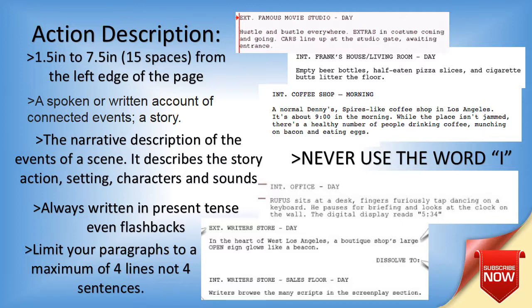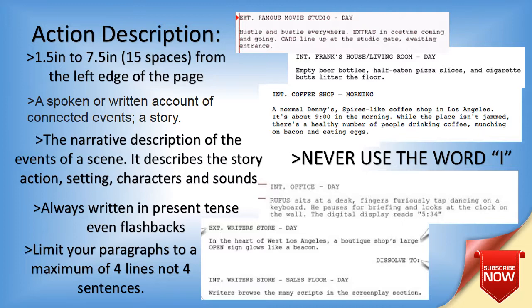Here are some examples of just the narrative description. Starting at the top, exterior, famous movie studio, day. Hustle and bustle everywhere. That's giving you a mental picture that it's pretty busy. He doesn't have to say all this other stuff. It's just simple, to the point. It's very busy, crowded, people walking around. You get a mental picture of what could be going on. Extras in costume coming and going. Cars line up at the studio gate, awaiting entrance.